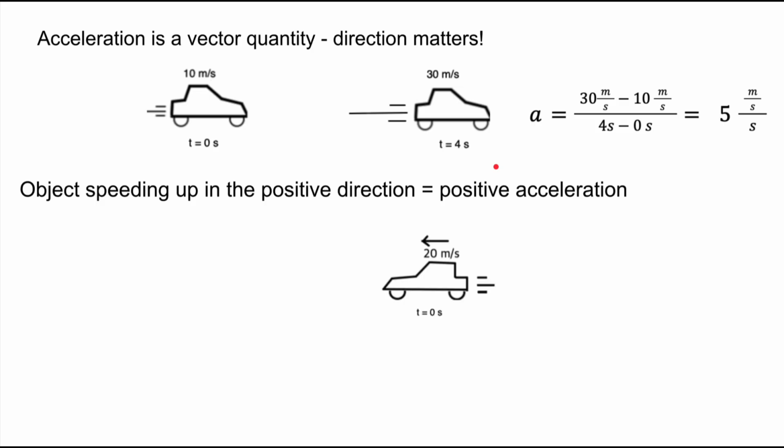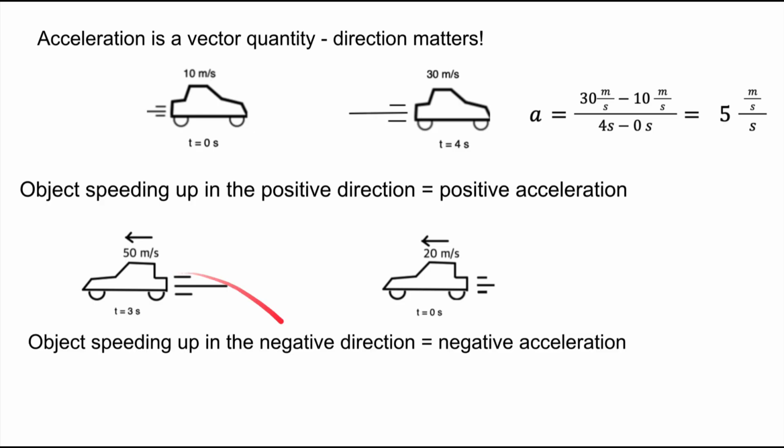Now, here I have an object that's going 20 meters per second in the negative direction, that's its velocity vector, and 3 seconds later is going 50 meters per second, also in the negative direction. So it's speeding up in the negative direction. Well, if you're speeding up in the negative direction, that means your acceleration is negative. So a negative acceleration does not mean slowing down. It means your acceleration vector is pointing in the negative direction.